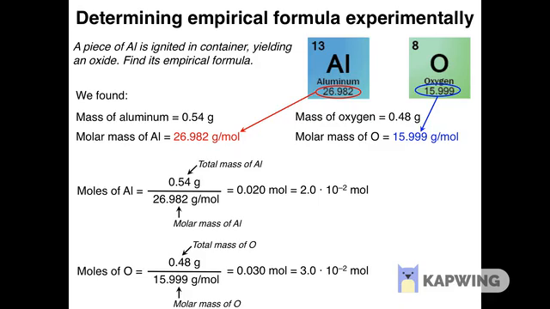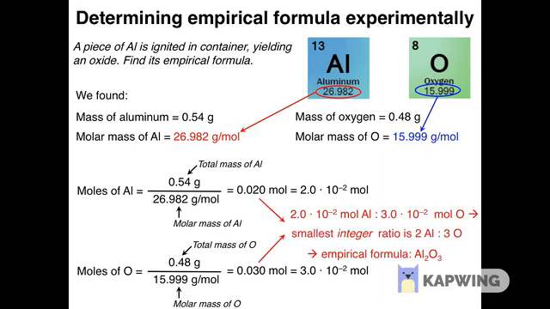Taking the ratio of the number of moles of aluminum to the number of moles of oxygen in aluminum oxide, we find that it is 2.0 times 10 to the minus second power moles to 3.0 times 10 to the minus second power moles, or 2 to 3. That is the smallest whole number ratio. Therefore, for every 2 moles of aluminum atoms, there are 3 moles of oxygen atoms, or for every 2 aluminum atoms, there are 3 oxygen atoms. The empirical formula of aluminum oxide that we determined from this experiment is then Al2O3.